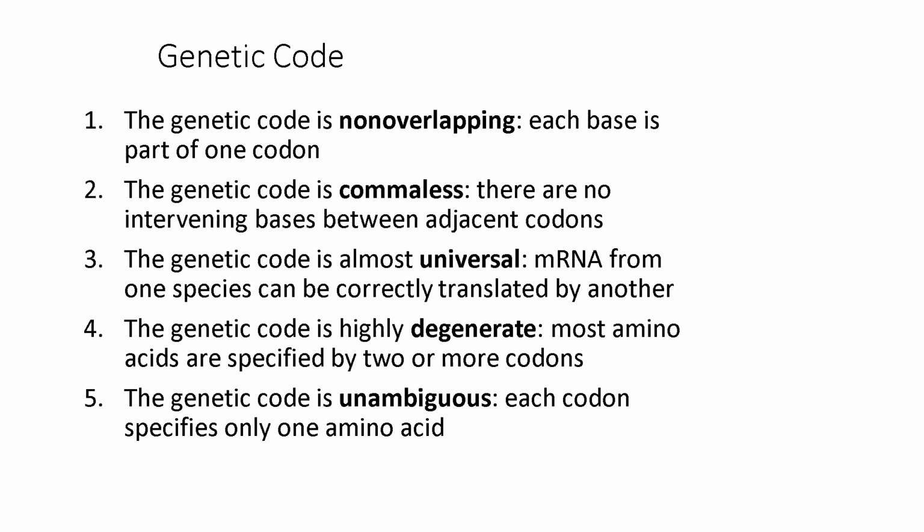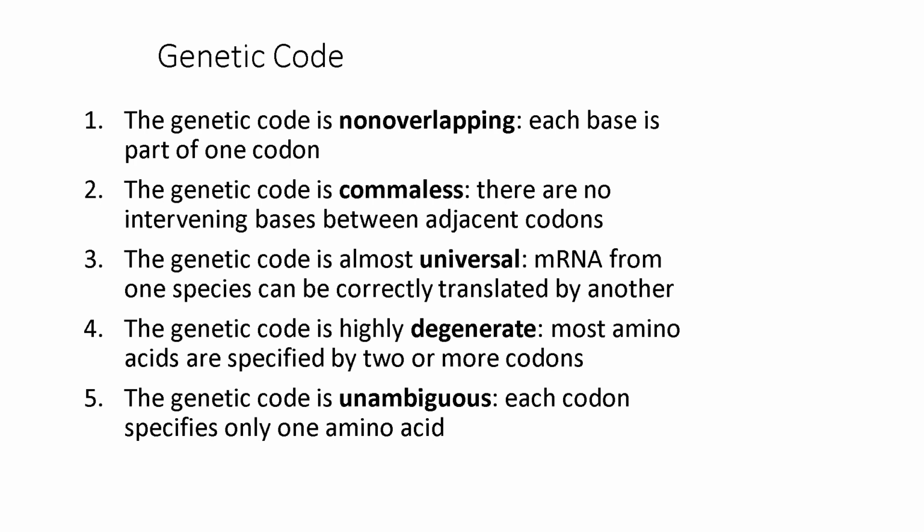The genetic code follows 5 key principles. First, it is non-overlapping, meaning each nucleotide is read only once. Second, it is commaless, with no gaps between codons. Third, it is nearly universal, such that genes from one organism can often be expressed in another.